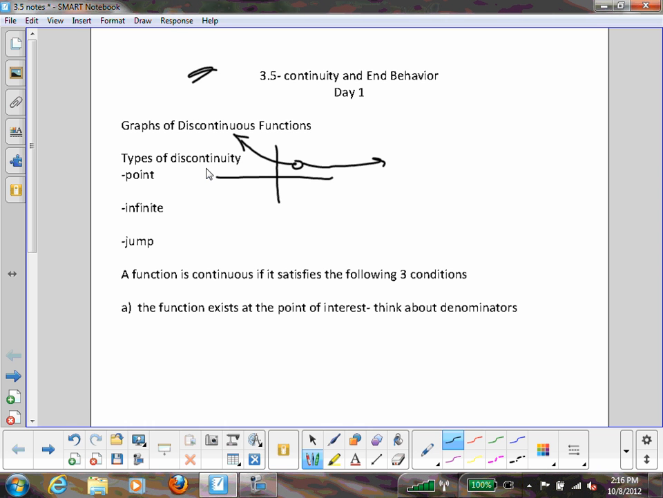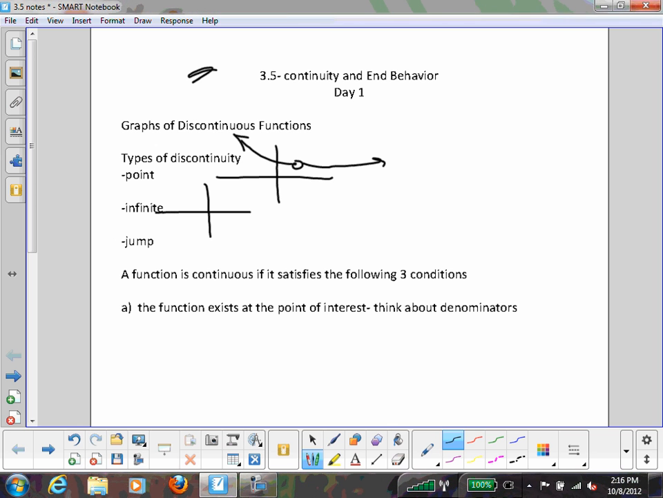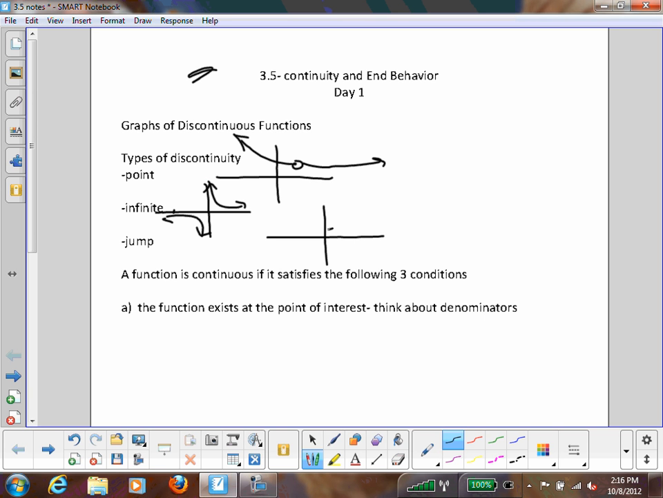All right, infinite. The graphs never come together. It's what an infinite discontinuity looks like. So, for example, something that looks like this. These are going to be discontinuous infinitely. The tails will never come together. Jump is what I first started to do, where it's continuous everywhere, but at a certain place it pops up, it goes to another y value.